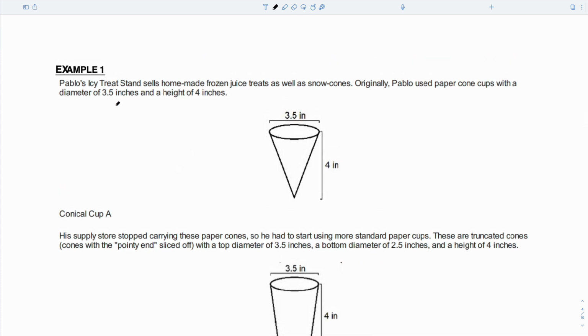Let's dive into it. Example 1. Example 1. Pablo's icy treat. Pablo's icy treat stand sells homemade.